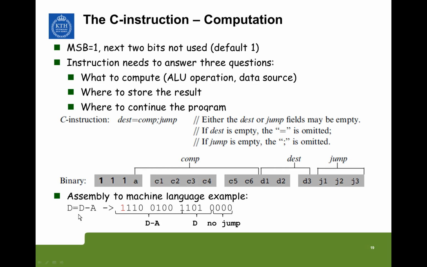Here is an example. We have an assembly instruction D=D-A. That is, the result of the operation D minus A should be stored in register D. The binary instruction starts with 3 ones, and then the next bits identify that this is a D minus A computation. Then 3 bits identify that the destination is D, and finally the last zeros define that the program doesn't need to jump.